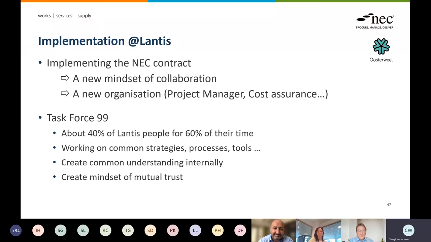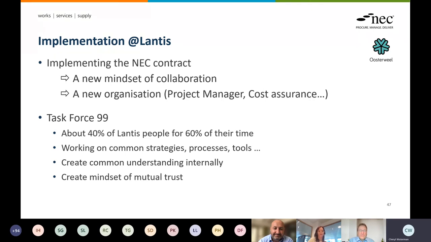We're also looking towards our project teams, like how are we going to get this project manager role, trying to split the project teams, like the project team on the client side and having a project team on the project manager side. For the last 3 months, from April to June this year, we have had a task force within the organization. About 40% of Lantis people are working about 60% of their time on this task force.